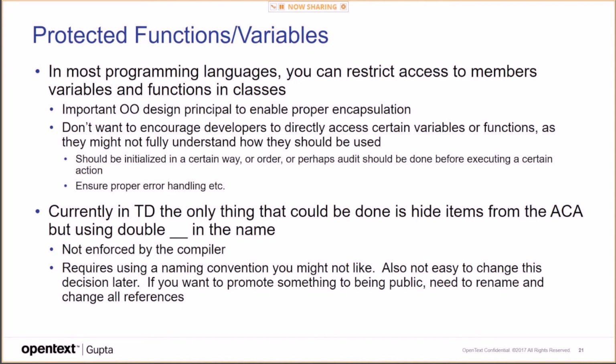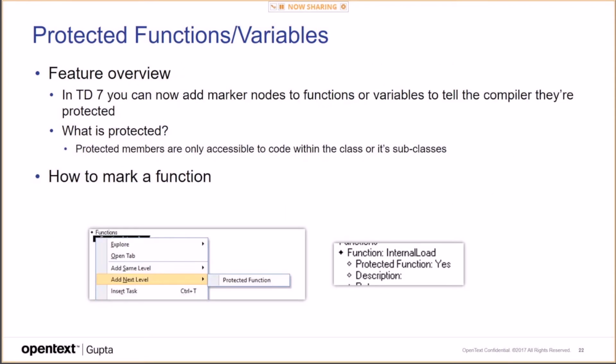You don't want to encourage developers to directly access certain variables or functions, as they might not fully understand how they should be used. So basically you get clean interfaces and easy to understand how to call your class functions. So there was a method to do that using double underscore. It's kind of a pain, but here's how that works in TD7.